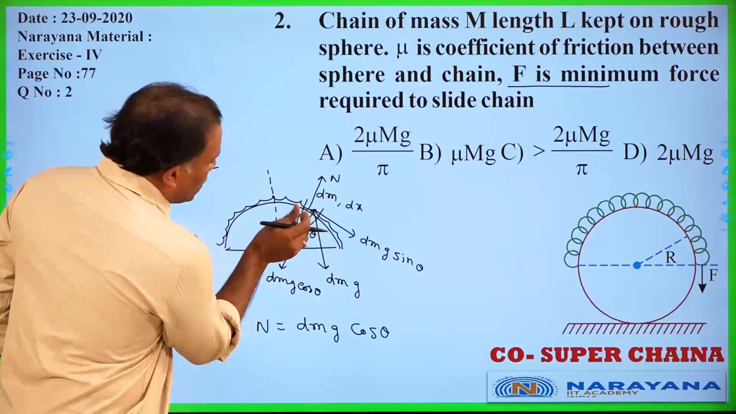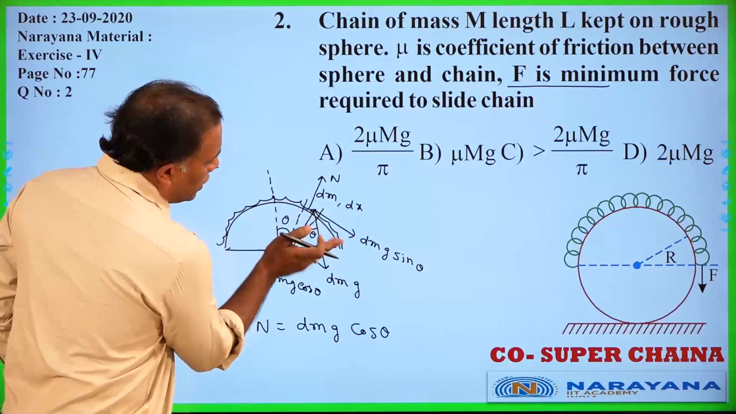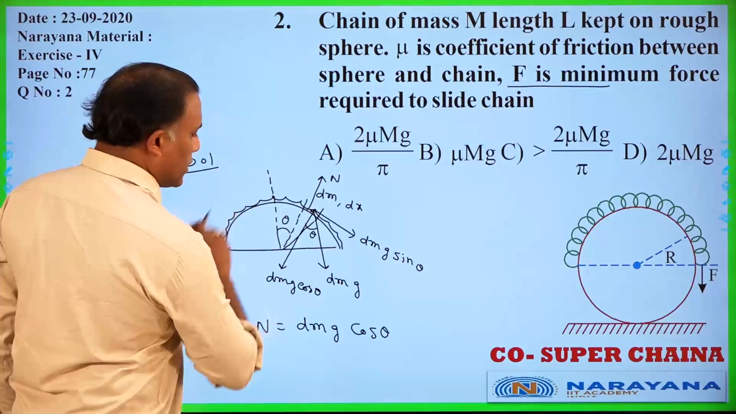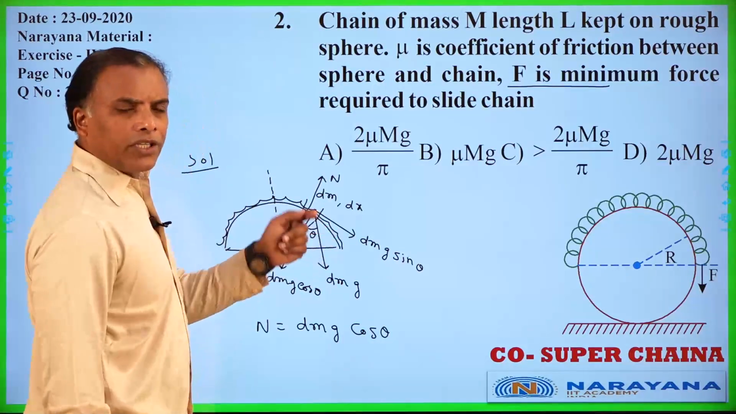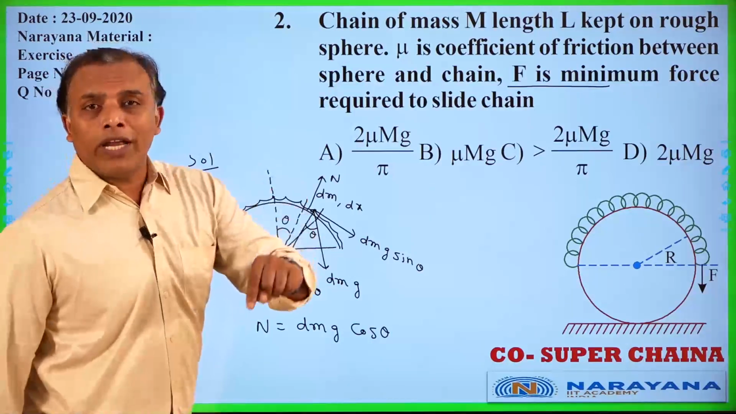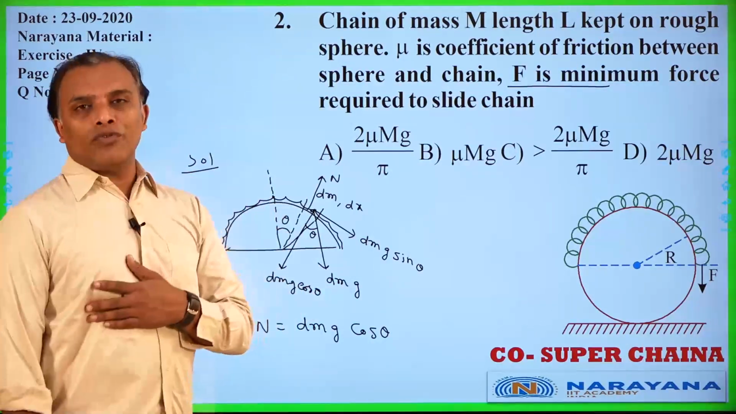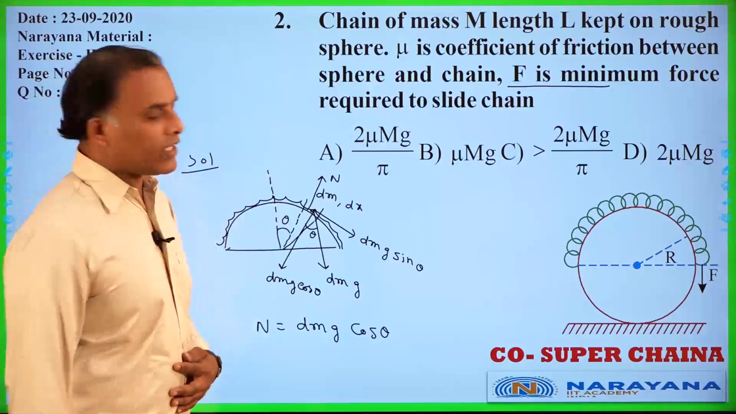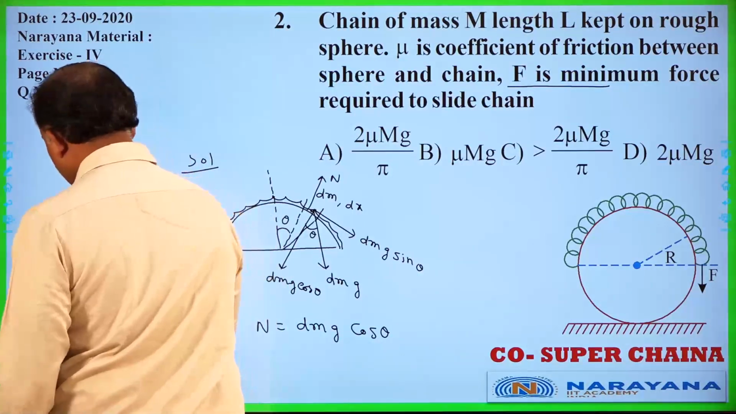See here, if you consider this portion, this is theta. If I go somewhere here, theta is increasing; if I come here, theta is decreasing. That means the theta value is not constant. Theta is continuously varying. When theta is varying, normal reaction is varying. When normal reaction is varying, frictional force also varies. Now I need to find the total frictional force by integrating. Yes, let us see that.